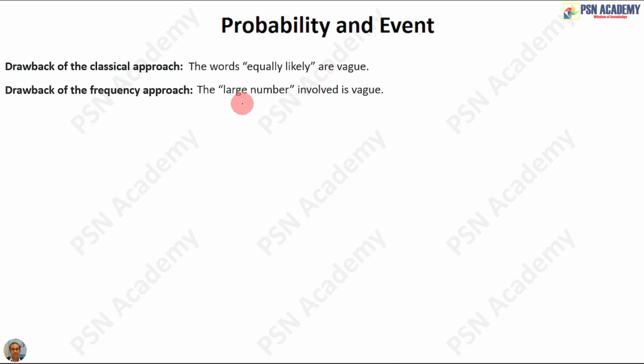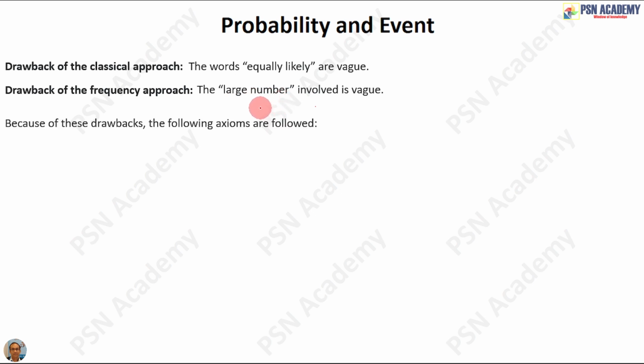In case of frequency approach, the large number is actually vague. In the previous slide, we have seen that we have performed 10,000 times to get the observed frequency closer to the theoretical frequency. Now, if you increase more and more trials like this, then we will come closer and closer to 0.5. But what is that number? So that is the question. So this large number concept is also vague.